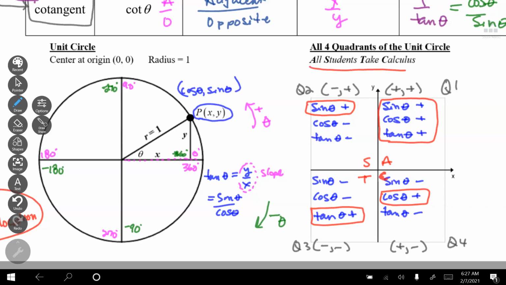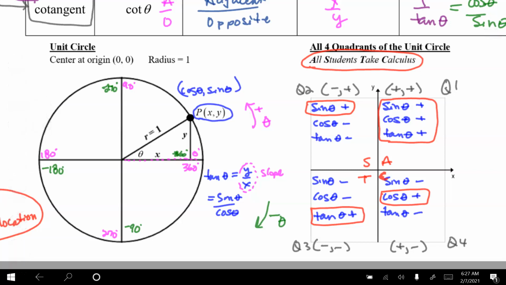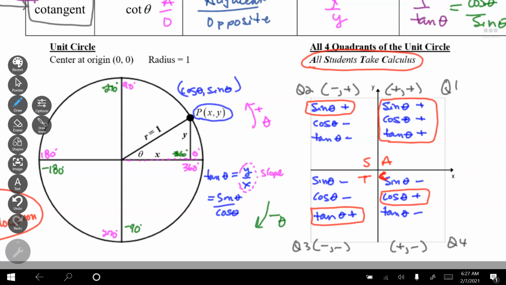I have a little expression right over here. All students take calculus. That's how I remember which function is positive in what quadrant. In quadrant 1, all functions are positive. In quadrant 2, sine is positive, which implies cosecant is positive. In quadrant 3, tangent is positive, which means also cotangent is positive. And in quadrant 4, cosine is positive, which means secant is also positive. So my all students take calculus is a little mnemonic device for me to remember which one out of the main 3 trig functions, sine, cosine, tangent, is positive in which quadrant. We've got to know our quadrants.